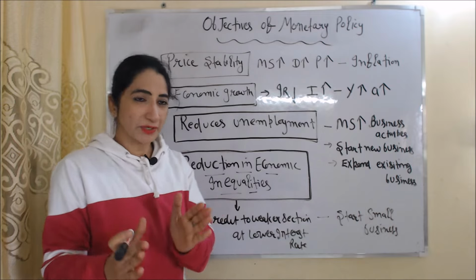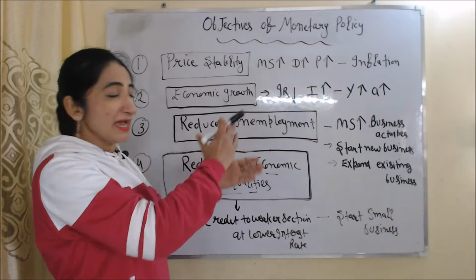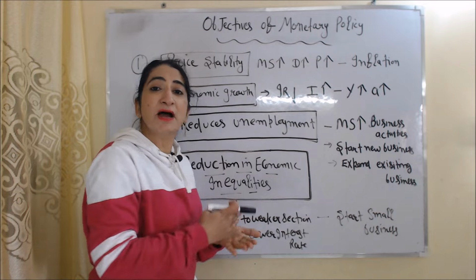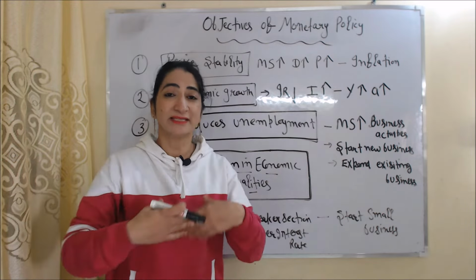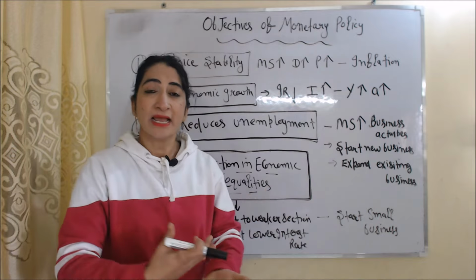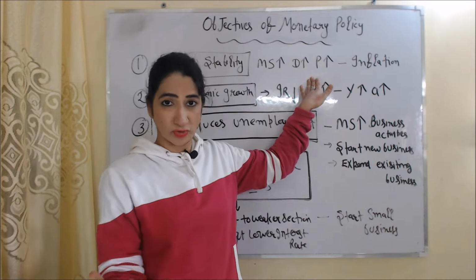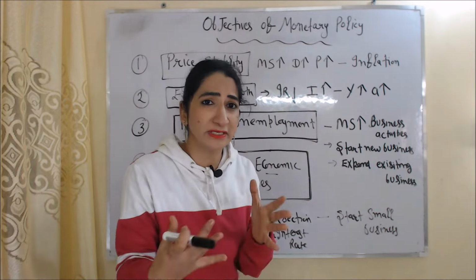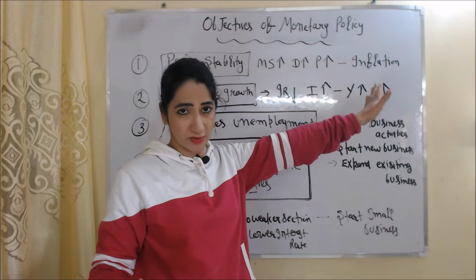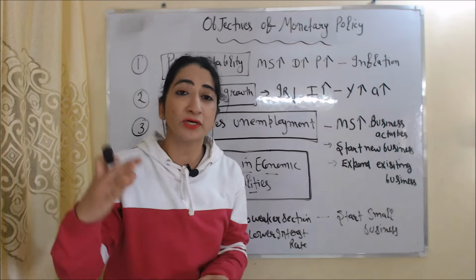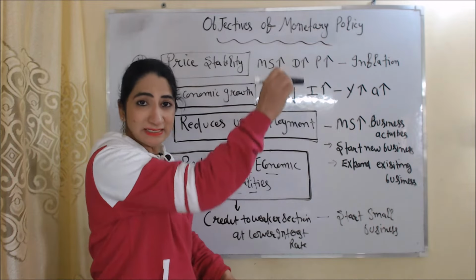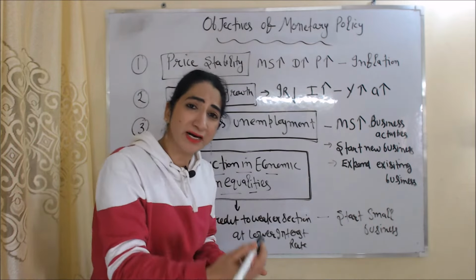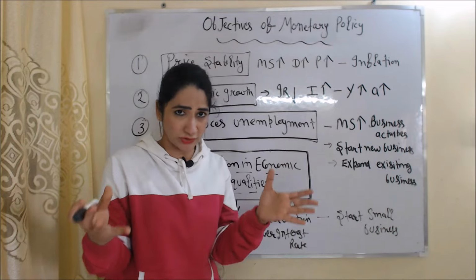First objective of monetary policy is price stability. As money supply increases, demand will also increase because now people have more money in hand. That's why they are creating more demand. As demand increases, prices also increase. If prices are continuously increasing, it will create inflation in the economy. During this time period, to control inflation, the central bank through monetary policy reduces money supply. As money supply reduces, demand reduces and prices also reduce.